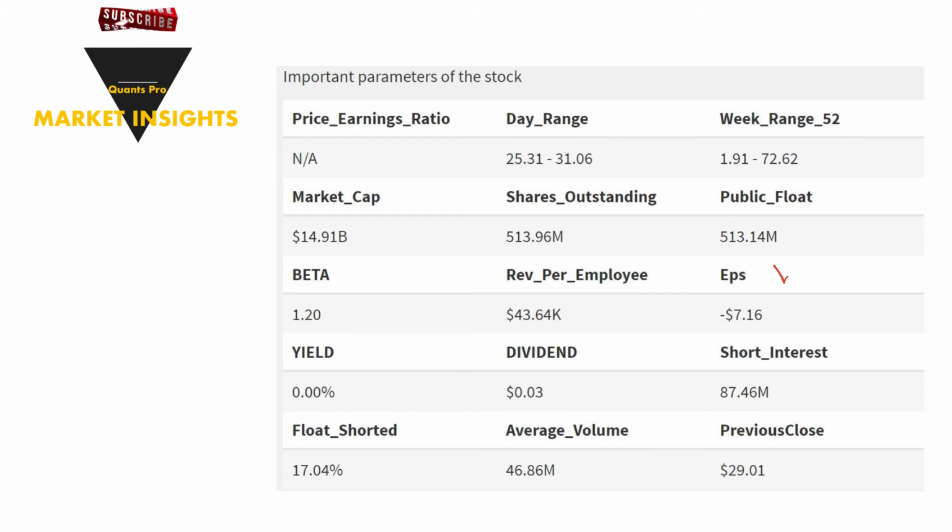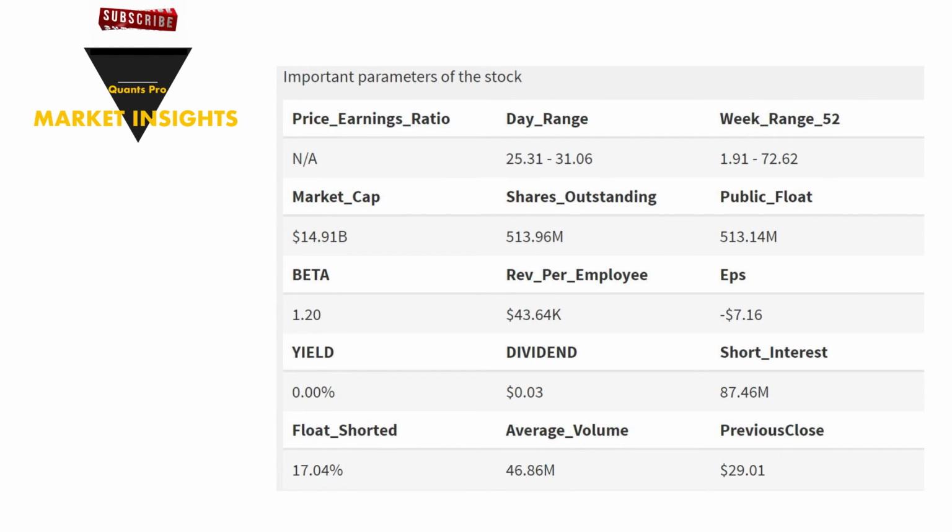The EPS value, which is an important index, is -7.16. The market capitalization value, which expresses the weight of the company's performance in the market, is $14.91 billion. Public float value is also approximately 513.14 M. The stock of the company closed at 0.1 with an average volume of 46.86 M. While the stock oscillated in the range of 25.31 to 31.06 during the day, the 52-week movement range was 1.91 to 72.62.